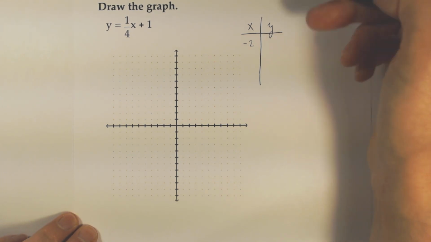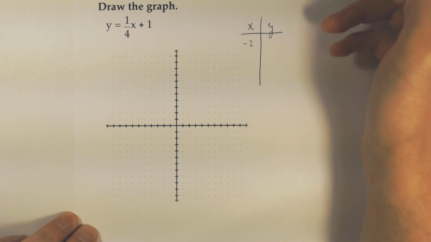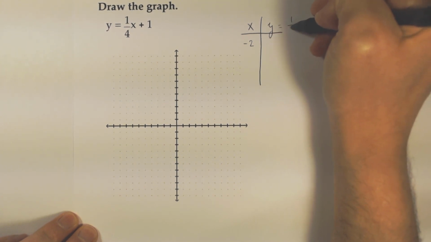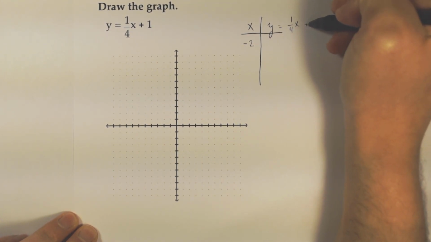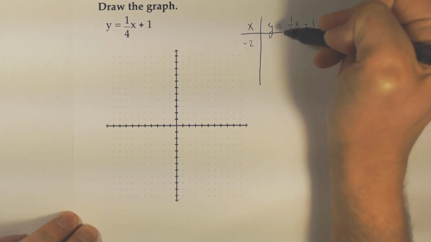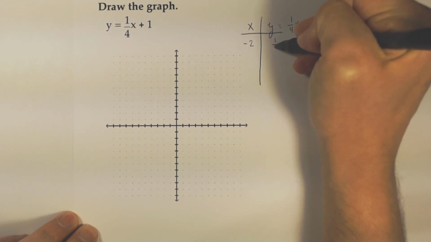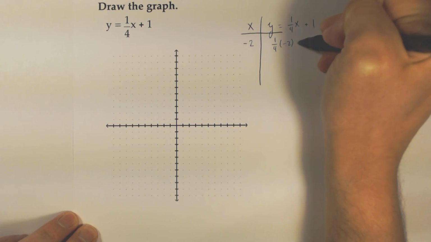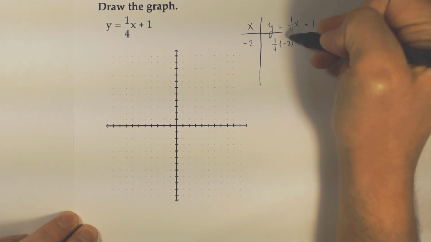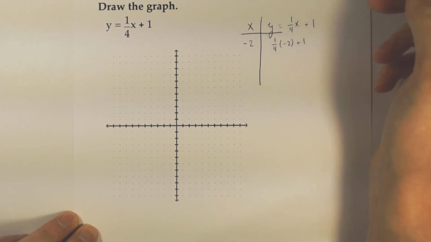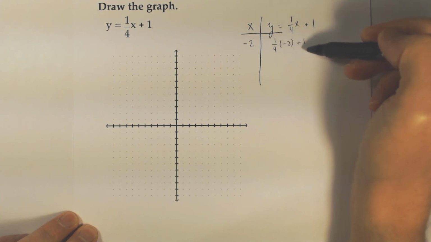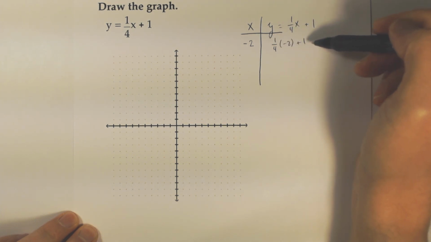The wonderful thing about the xy table is you can keep putting in values until you have enough for a decent graph. So I'm going to put in a -2 for the x, and we can write the whole equation up here. y is 1/4 x plus 1. So we'll have 1/4 times -2 plus 1, and then when we do the arithmetic to simplify this expression, we'll have a number that'll be the y value. We'll turn that into an ordered pair and we'll graph it.